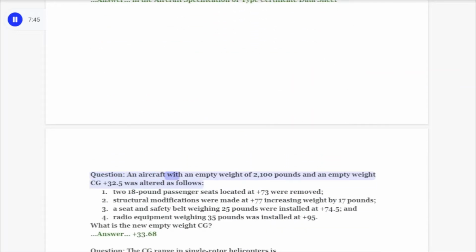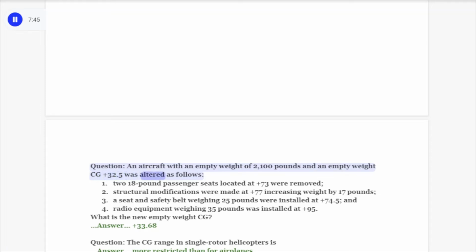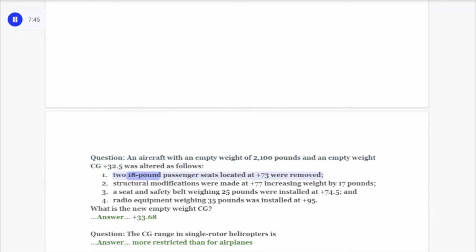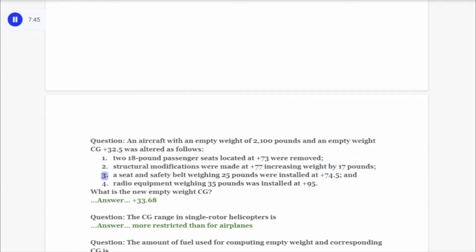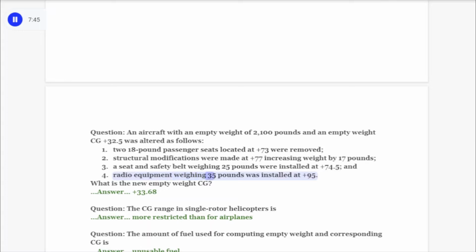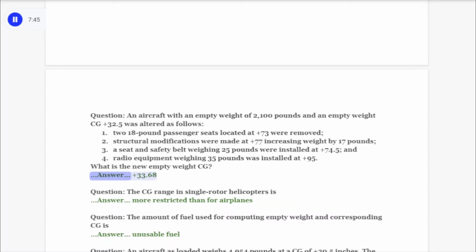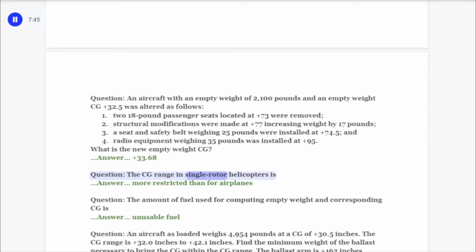Question. An aircraft with an empty weight of 2,100 pounds and an empty weight CG plus 32.5 was altered as follows. 1. Two 18-pound passenger seats located at plus 73 were removed. 2. Structural modifications were made at plus 77 increasing weight by 17 pounds. 3. A seat and safety belt weighing 25 pounds were installed at plus 74.5, and 4. Radio equipment weighing 35 pounds was installed at plus 95. What is the new empty weight CG? Answer. Plus 33.68.